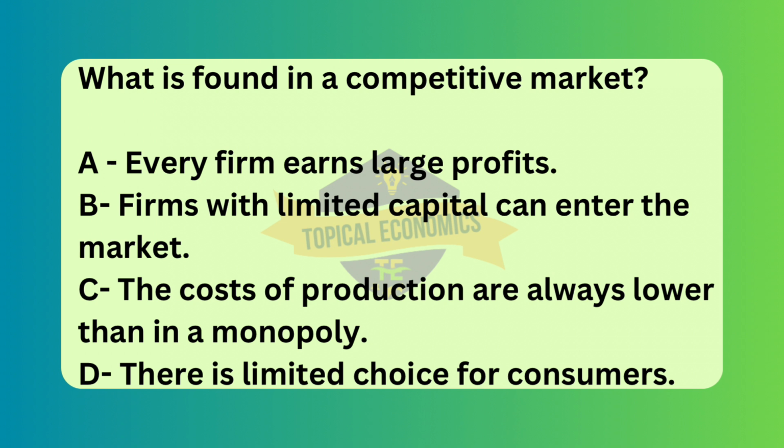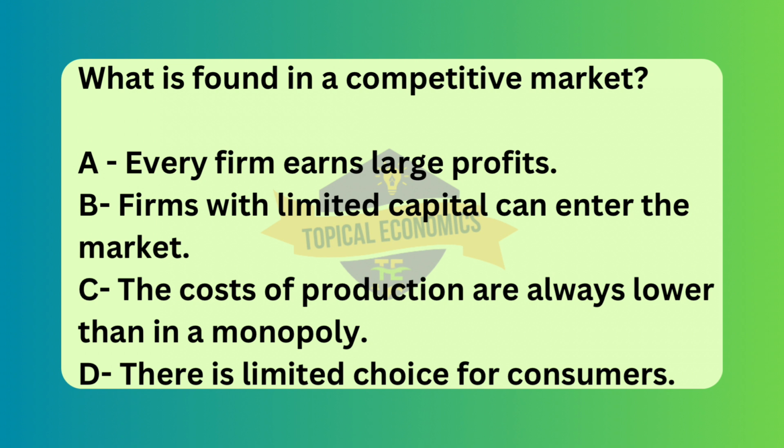Analyzing the other options. Option A, every firm earns large profits, is incorrect, because in a competitive market, firms typically earn normal profits in the long run. If firms were earning large profits, new competitors would enter the market, driving prices down and reducing profits for all firms. Next, option C, the costs of production are always lower than in a monopoly, is not always true.